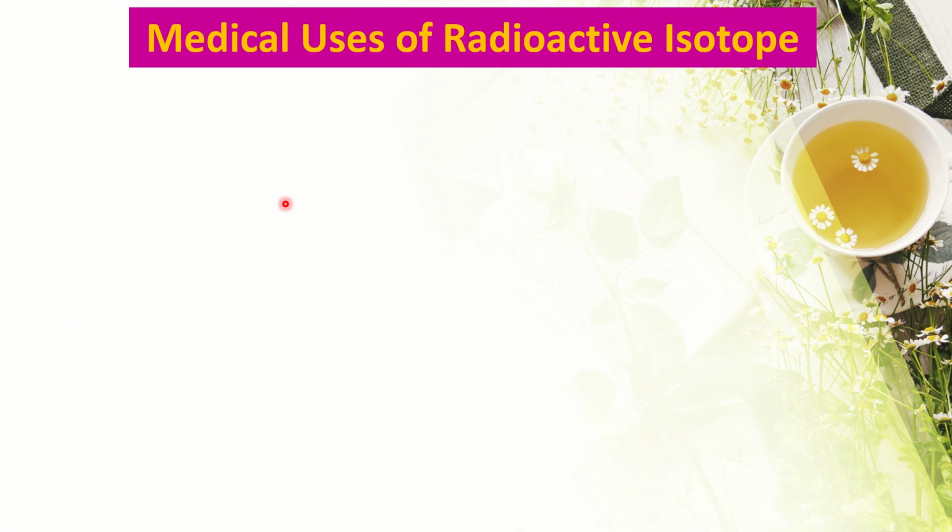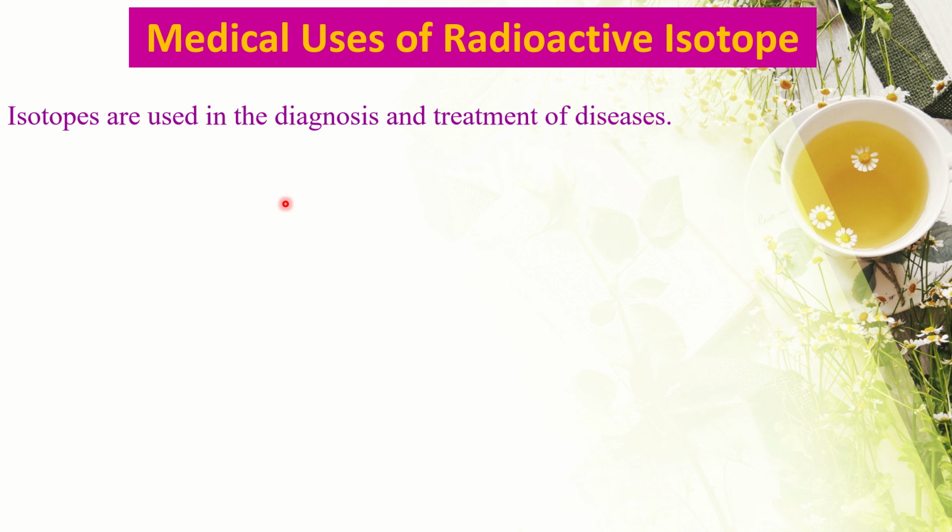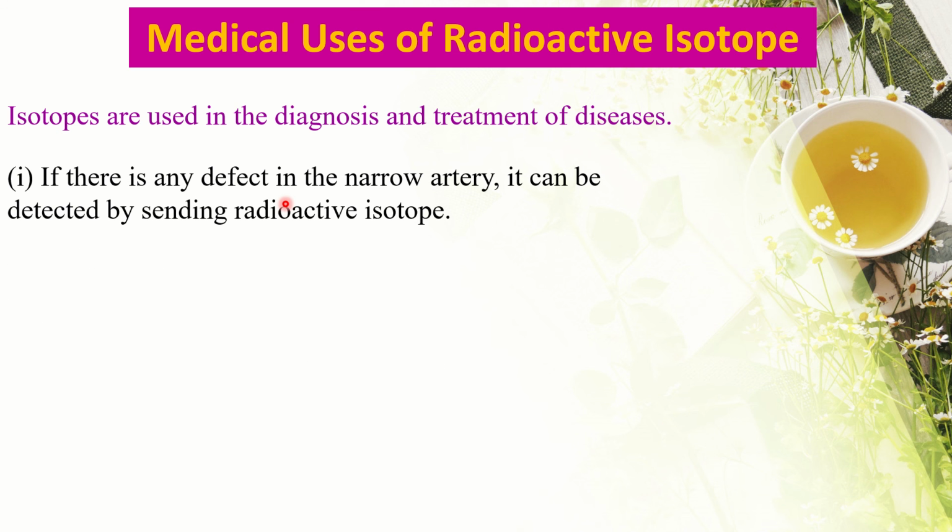So, uses of radioactive isotope in the medical sector. How are radioactive isotopes used in the medical sector? Isotopes are used in the diagnosis and treatment of diseases. For example, if there is any defect in a narrow artery, it can be detected by sending a radioactive isotope.